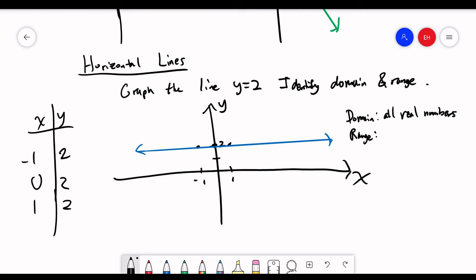And the range, go ahead and pause and think about it. Yeah, the range is the possible y values, and I can only get one y value, 2. So the range is literally just one number, 2.